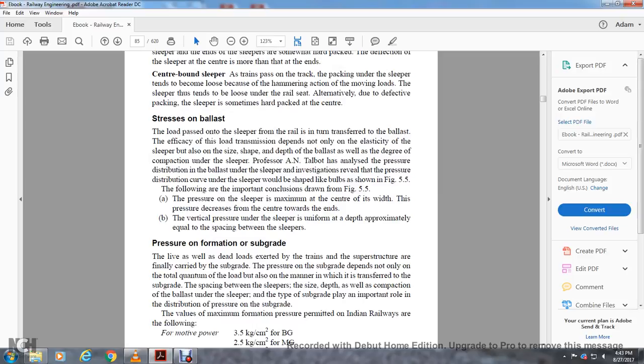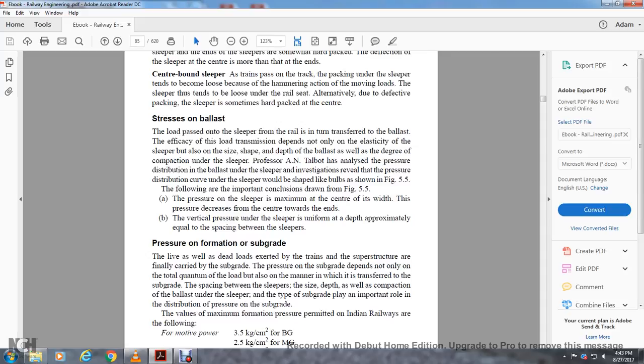Stress on ballast. The load is transferred from the rail to the sleeper and then to the ballast. Efficient load transmission depends not only upon the elasticity of the sleeper, but also the size, shape, and depth of the ballast, as well as the degree of compaction under the sleeper. Professor A.N. Talbot analyzed the pressure distribution in the ballast under the sleeper, and the investigation revealed that the pressure distribution curve under the sleeper is shaped like a bulb, as shown in Figure 5.5.